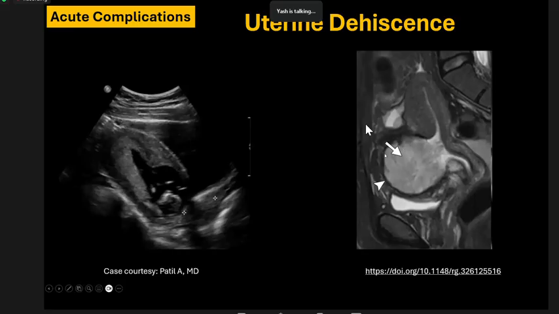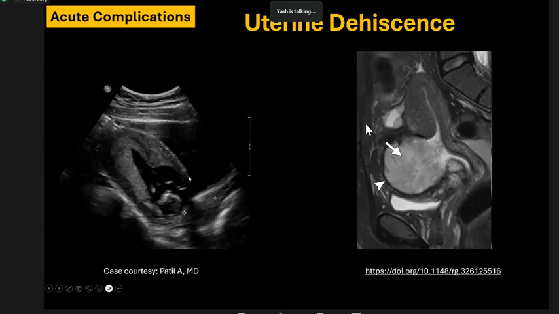We also see this T2 hypointense serosa, which is intact. This image is from literature. So that's how a dehiscence will look. And if you see, it is mimicking a bladder flap hematoma because it is essentially between the uterus and the bladder. This other image was contributed to me by one of my friends.